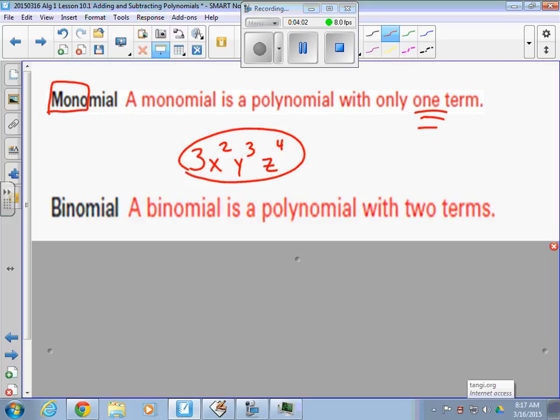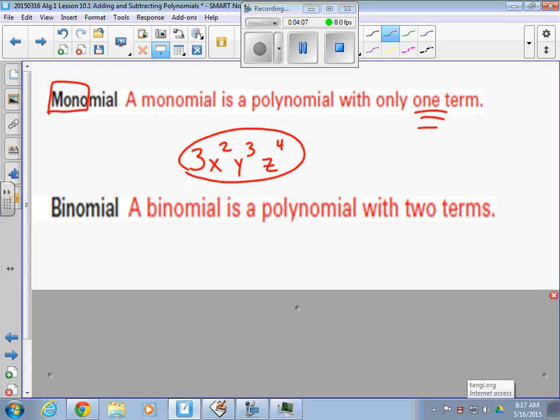Next one, a binomial has 2 terms. So a binomial could be as simple as x plus 2. That is a binomial, because you cannot combine x and 2. There are 2 things. Bi, we know, means 2. 2 terms. Same example as above. You could say 3x squared y to the third z to the fourth. That's still a monomial, plus p. Now it's a binomial, because now there's a second term to go with it.